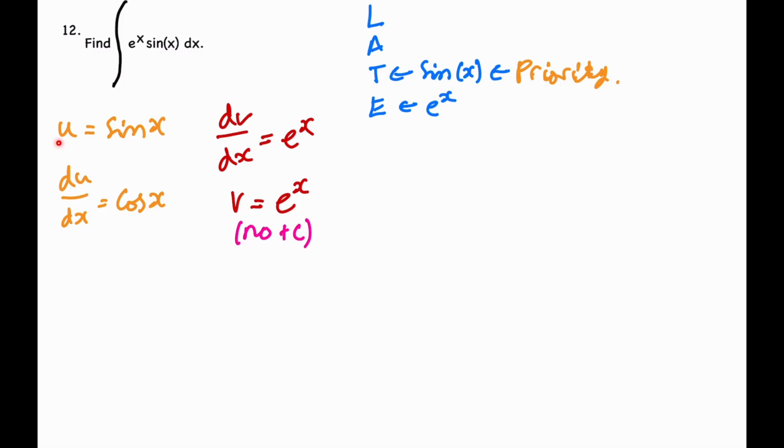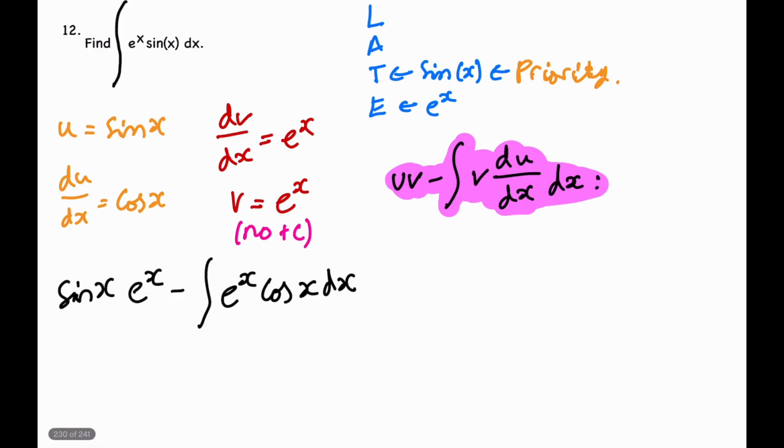And when you differentiate sine x, you get cos x, so du over dx is equal to cos x. And when you integrate dv over dx, without adding the plus c, you get v is equal to e to the x. So e to the x, when you integrate it and differentiate it, will always stay the same. Now we have all of these, we can just substitute into the formula.